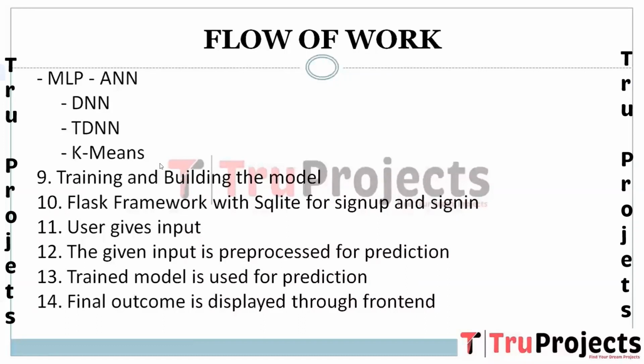And here K-means is an unsupervised machine learning algorithm used for clustering data. It partitions data points into K clusters based on their similarity. Next here we have training and building the model. This involves using a dataset to train a machine learning model where the model learns patterns and relationships in the data. Building the model includes selecting an appropriate algorithm, pre-processing the data, and optimizing model parameters for better performance.